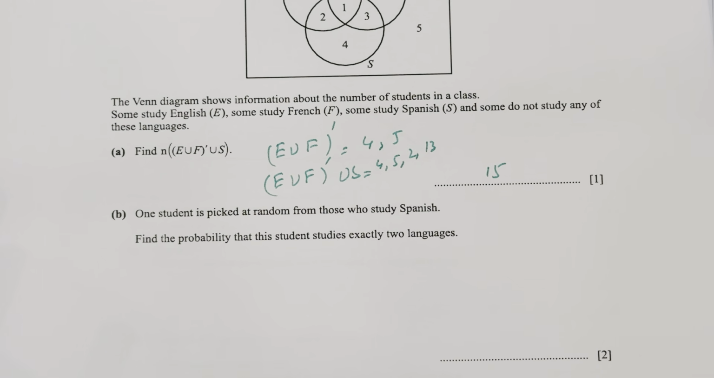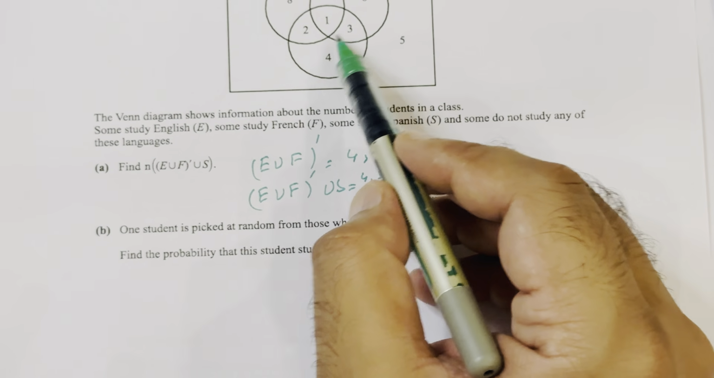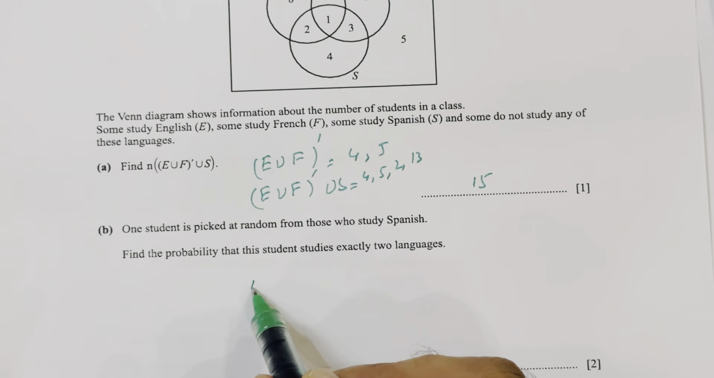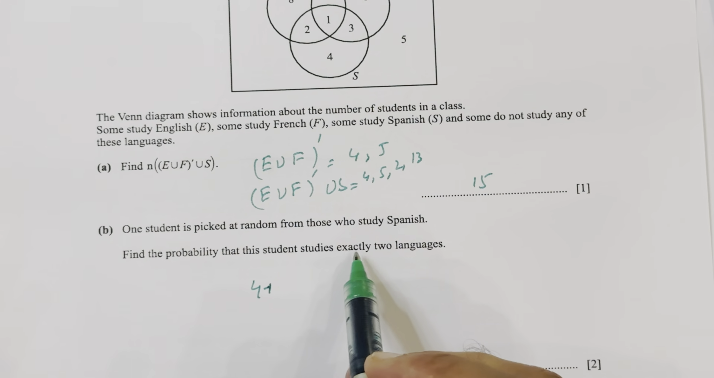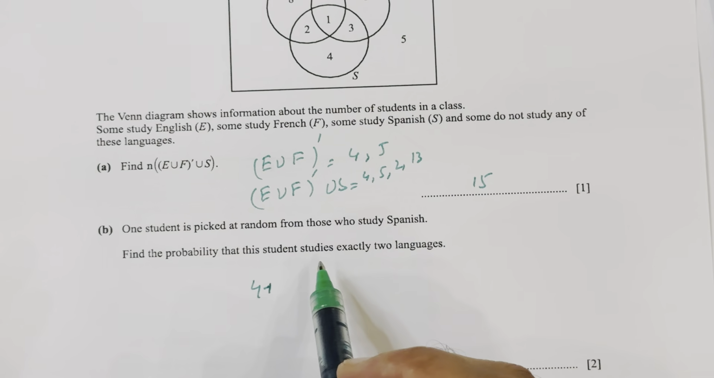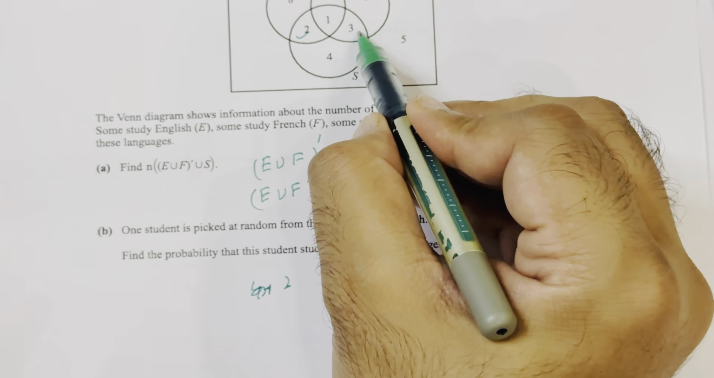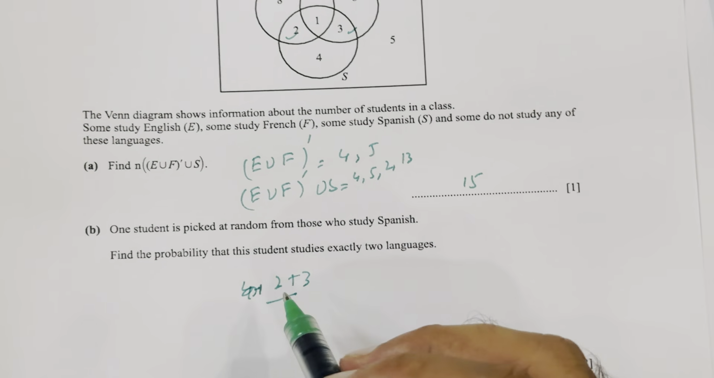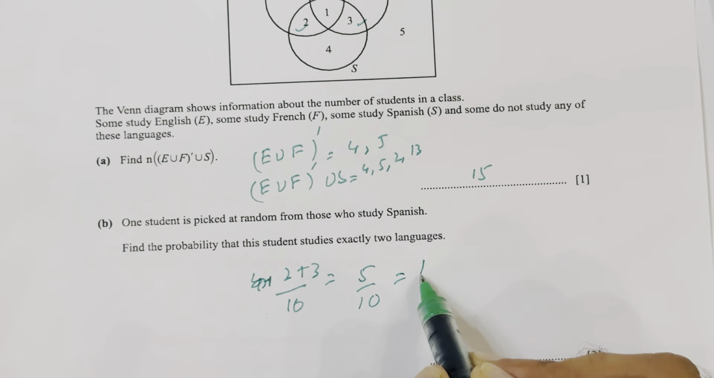Exactly 2 languages, you can say that it means Spanish and French, Spanish and English, it would be 4, and the probability that the student studies exactly 2 languages. It means 2, this one and this one, 2 plus 3, and the total is 10. So you're going to get the value 5 by 10, which is equal to 1 by 2.